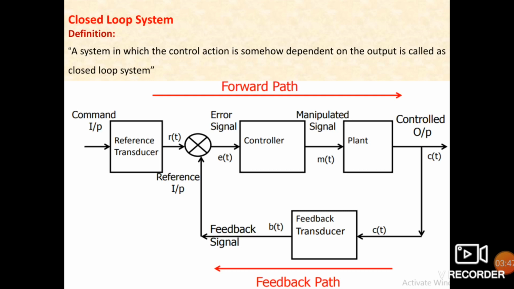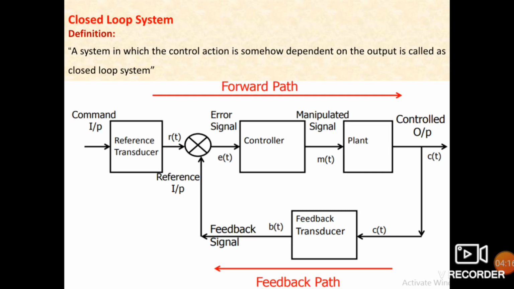See here below, the block diagram of closed loop control system is given. Here we have various sections. First, we have the reference transducer. So what do you mean by a transducer? It is a device for converting a physical quantity to an electrical quantity, or a device for converting an electrical quantity to a physical quantity. We can say it in both terms.